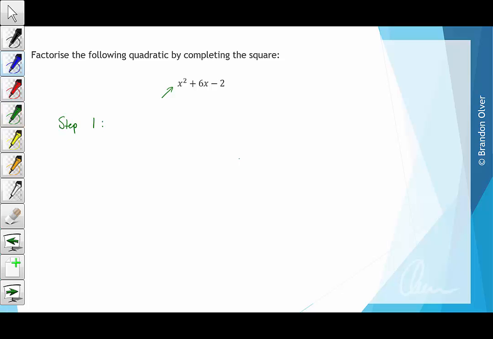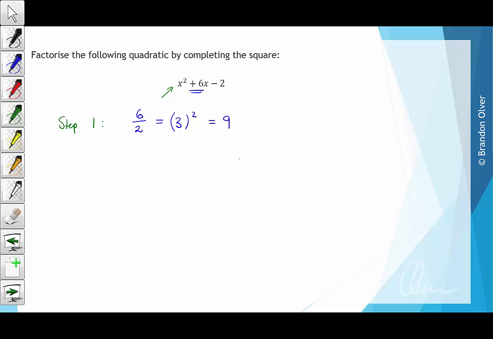So step 1 is to look at the coefficient in front of x, and the first thing we do to that is we take it and we halve it, so we get 3, and then we square that term, and in this case we get positive 9.